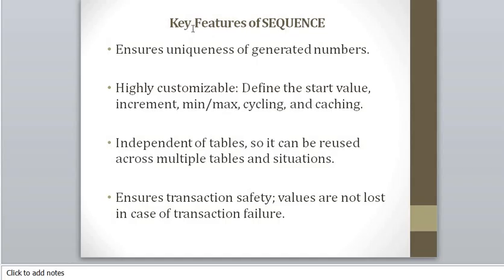Next, let us see the key features of a sequence. A sequence ensures uniqueness of generated numbers. That is, it will generate only unique numbers. It is highly customizable. We can mention the start value, ending value, increment by which value, cycling, and caching. It is independent of tables, so a sequence, once created, can be used in any number of tables. It also ensures transaction safety, that is, the values will not be lost in case of transaction failure.